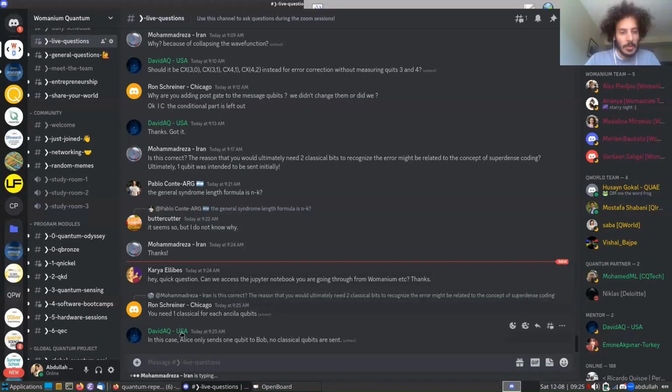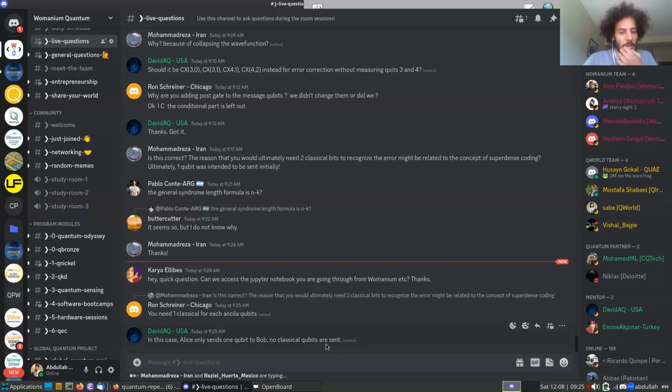You need 1 classical bit for each answer qubit. Yeah. In this case, Alice only sends 1 qubit to Bob. No classical qubits are sent. That is, well, Alice is sending 3 physical qubits to Bob, because that's how the state is encoded.